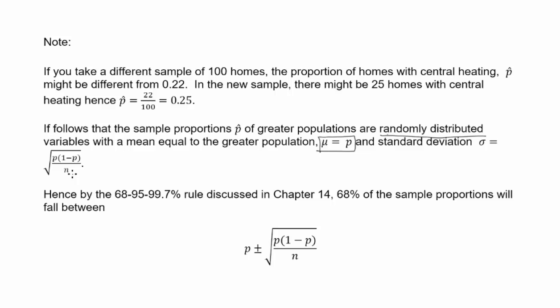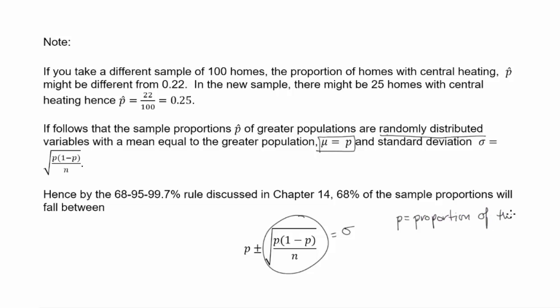Hence, by the 68, 95, 99.7% rule, which was discussed for normal distributions in Chapter 14, 68% of the sample proportions will fall between P plus or minus the square root of P times 1 minus P all over N. So this term represents the standard deviation, sigma, of the distribution of sample proportions taken from a greater population. And P represents the proportion of the greater population.